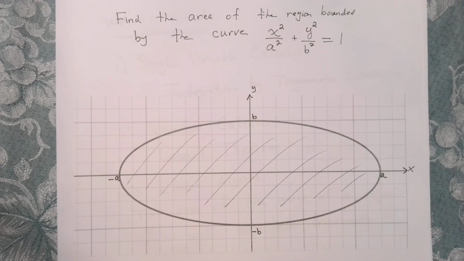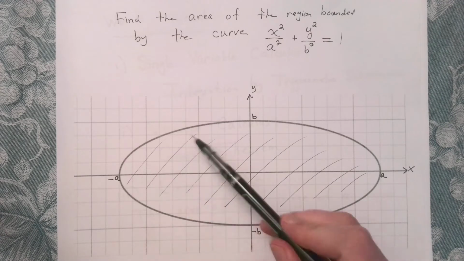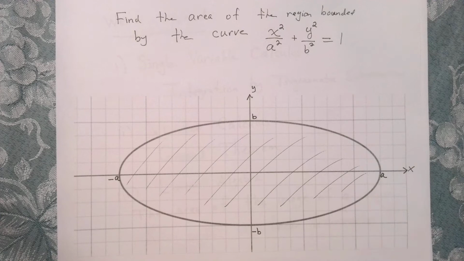Hello everybody, welcome back. So the goal of today is to derive the formula for the area of an ellipse in 3 different ways. So this is the problem at hand. We want to find the area of the region that's bounded by the curve defined by x squared over a squared plus y squared over b squared equals 1. So yeah, we're looking for the area of an ellipse.